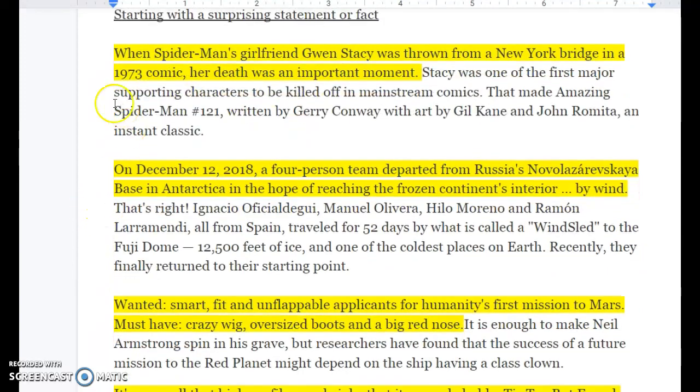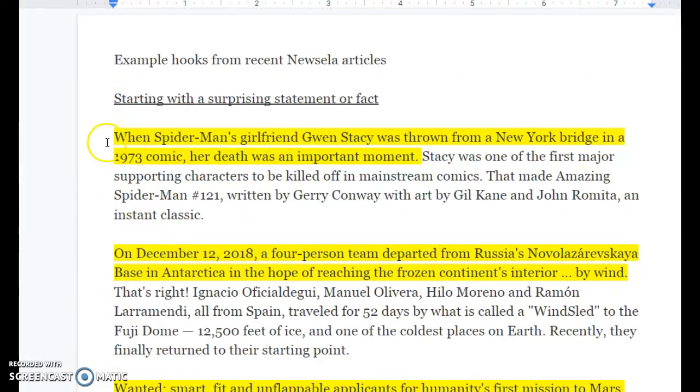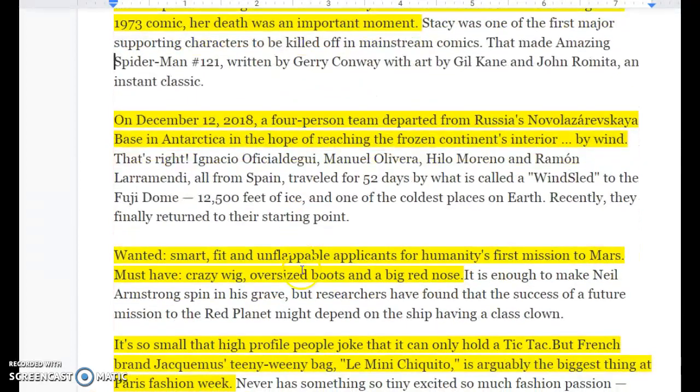Just for example, for the first one: when Spider-Man's girlfriend Gwen Stacy was thrown from a New York bridge in a 1973 comic, her death was an important moment. So it catches your reader's attention right at the beginning because the death was an important moment. It's kind of an interesting twist, and you don't really expect someone to say that right off the bat.